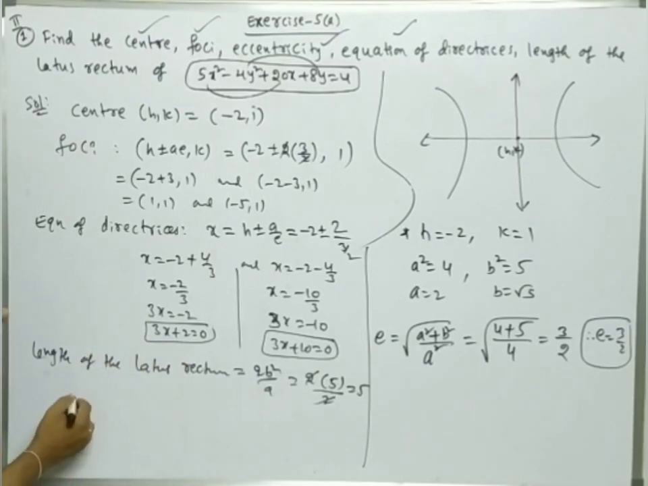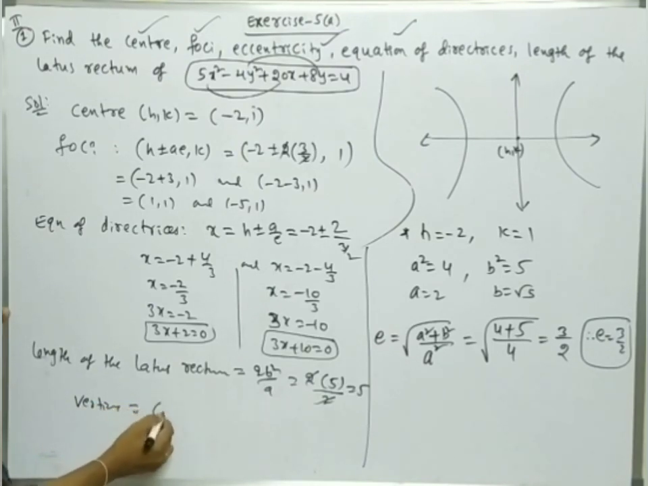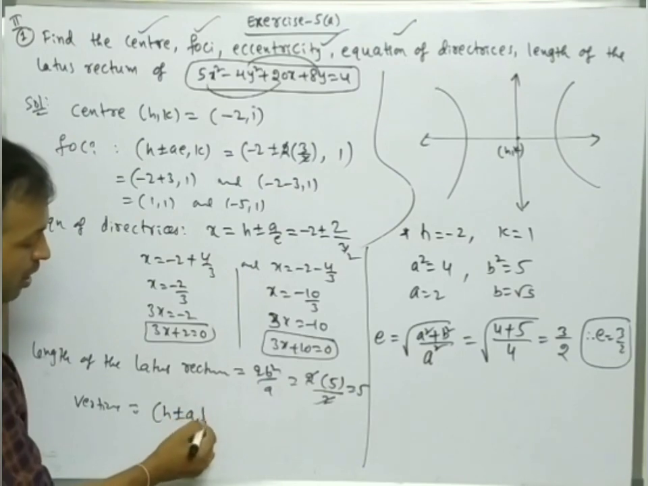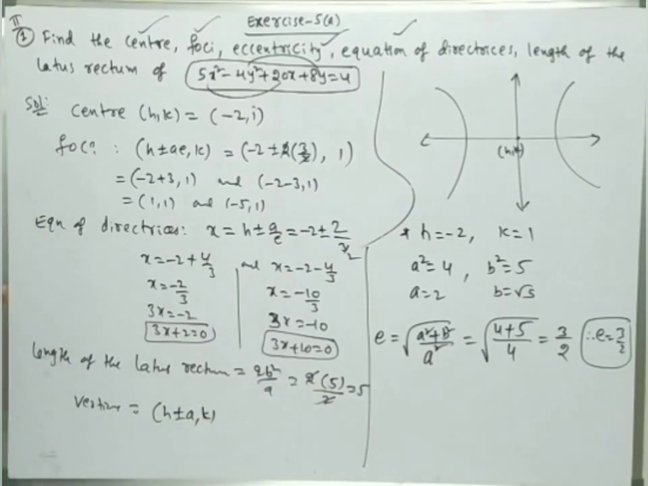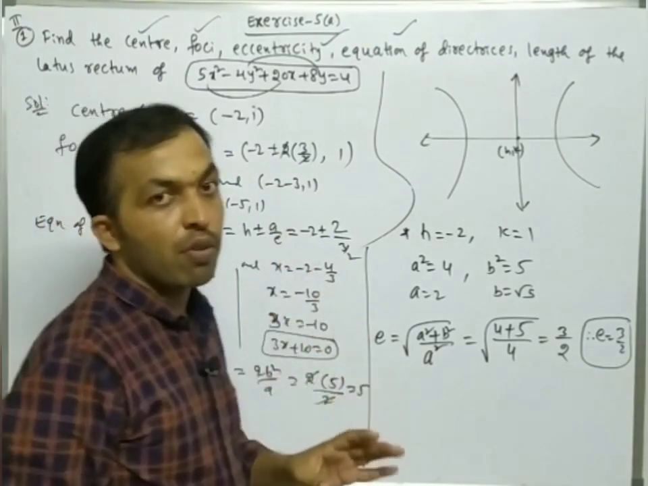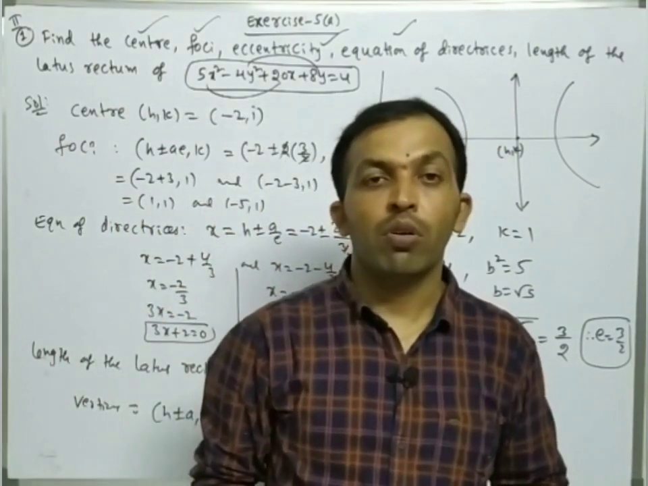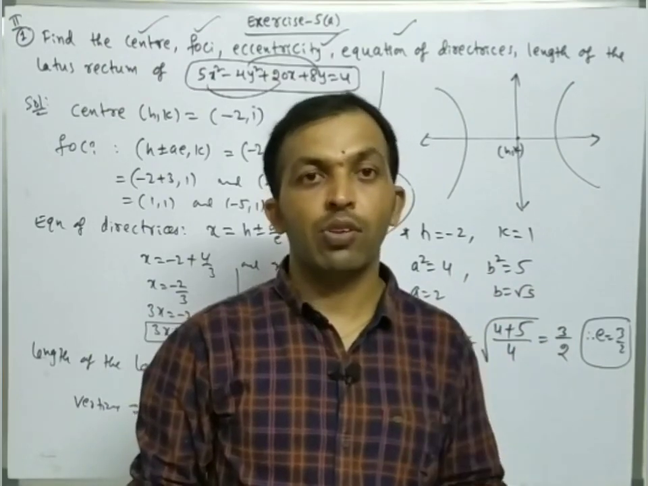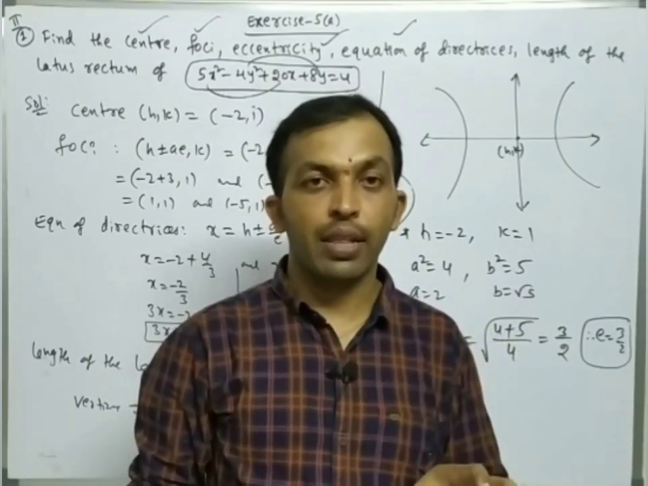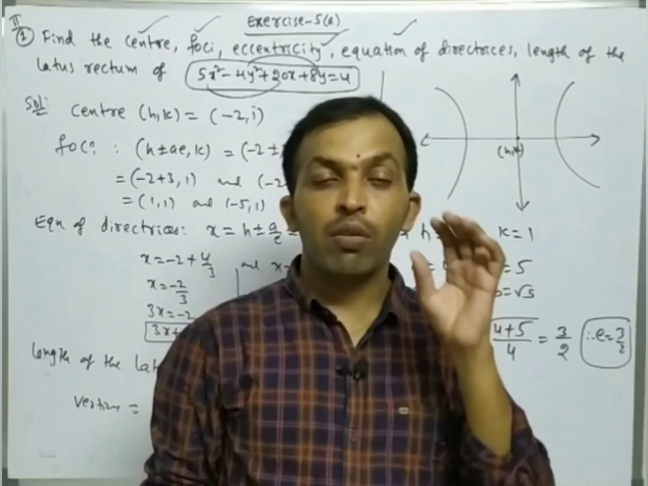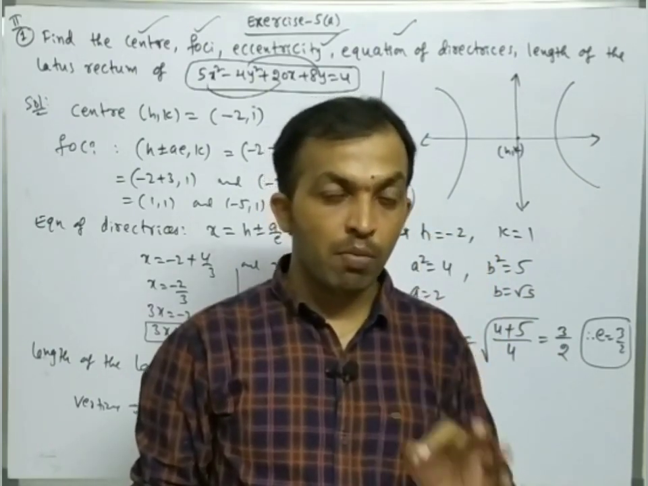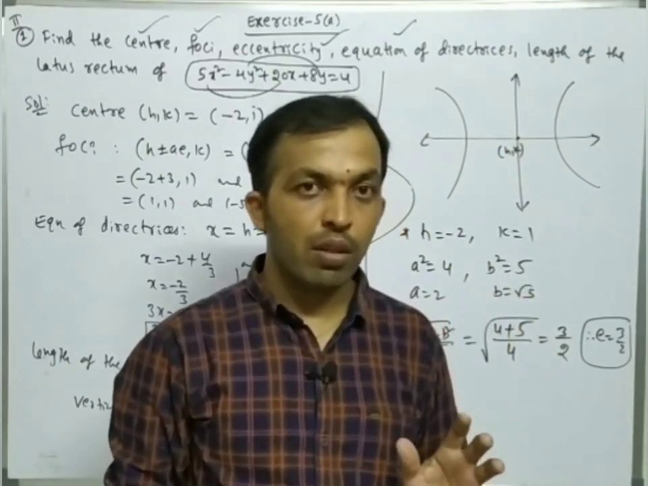Next, vertices. The formula is plus or minus a comma 0, right? So h plus or minus a comma k. By using this formula we can find them. So like this, first of all we convert into any one of the 4 forms and then compare, find h, k, a, b and eccentricity, then find all the remaining. So to solve this problem we should remember all those formulas. Okay, right?